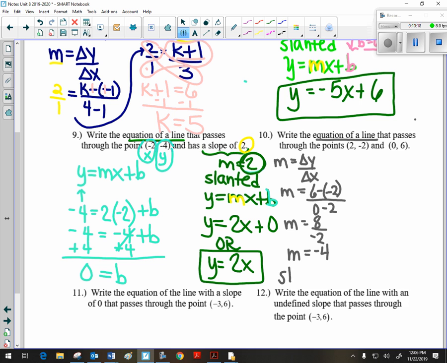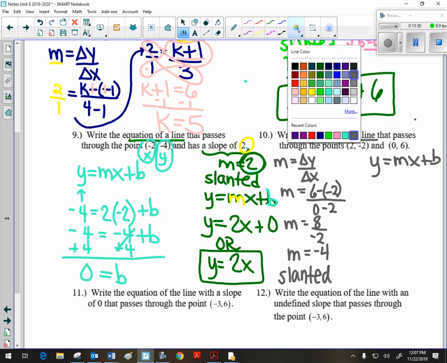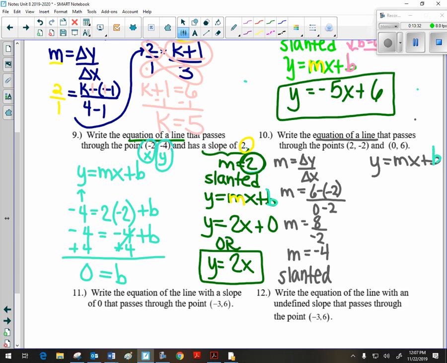That means that my line is slanted, which also means that my line has to be in the equation y equals mx plus b, but I have not yet found b. So in this case, I have to do a little bit of work to find b. That means that in the equation y equals mx plus b, I have to substitute in a value for x, y, and m. I can pick either the x and y 2, negative 2, or the x and y 0, 6. I'm going to pick my choice to use 0, 6.